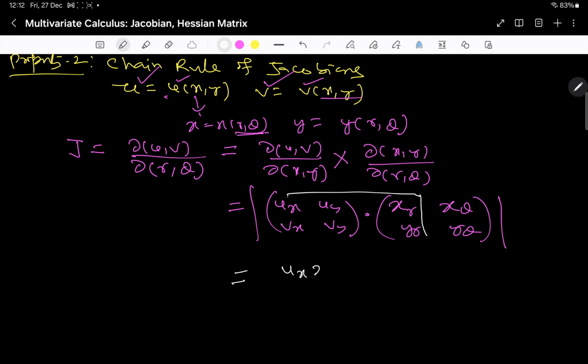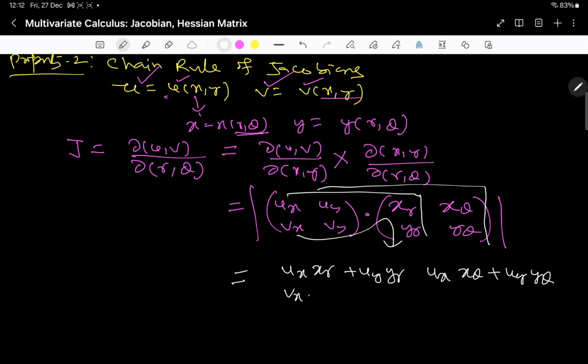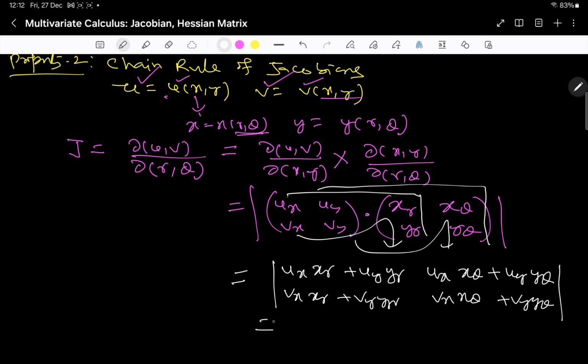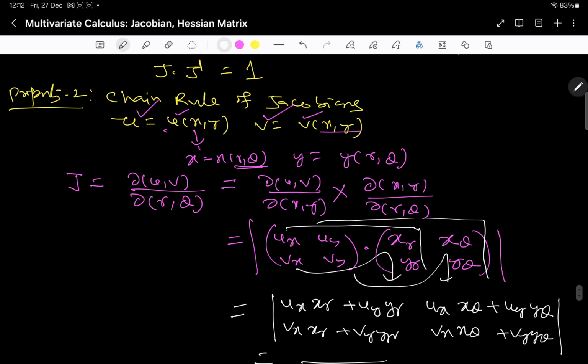In that way you multiply: ux into xr plus uy into yr, and accordingly ux x theta plus uy y theta. Again you multiply in this way, so this is vx xr plus vy yr, then vx x theta plus vy y theta, determinant. You now take this determinant value and this will be your Jacobian. So this is the chain rule or composition.